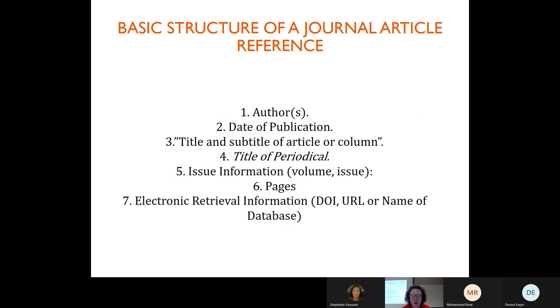Basic structure of a journal article reference. My author or authors, and if some of you in academia may know, that list can get hairy and long. Date of publication. Title and subtitle of the article or column. Title of periodical. Issue information, that's your volume, your issue. And sometimes if you have the month or a date, you can put that there too. The pages. And then the electronic retrieval information.